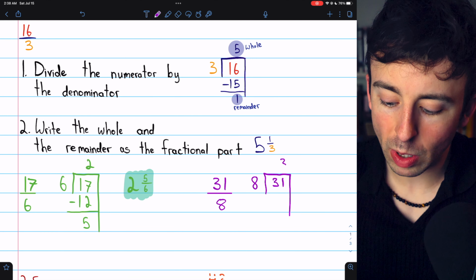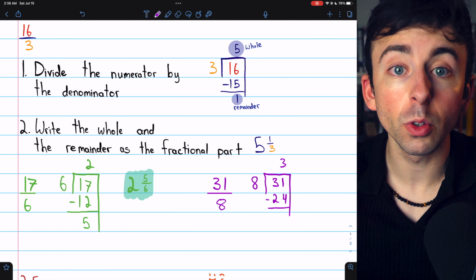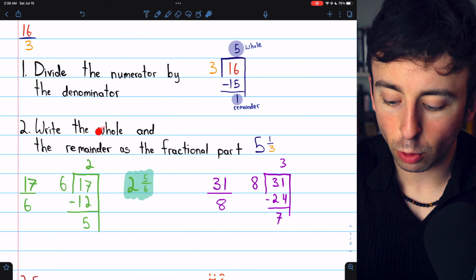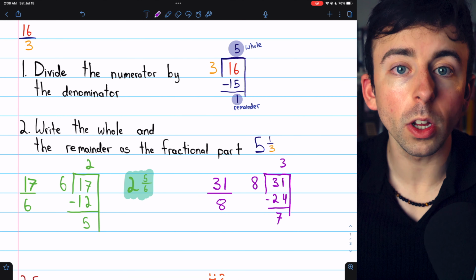So we'll write a 3 up here and subtract those 3 copies of 8. That's a subtraction of 24. That leaves a remainder of 7, and that's step 1. We've done the division. Step 2 is to write the whole. The whole is 3. That's how many whole copies of 8 went into 31.